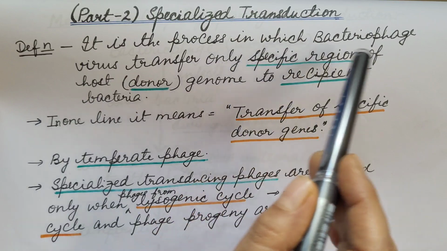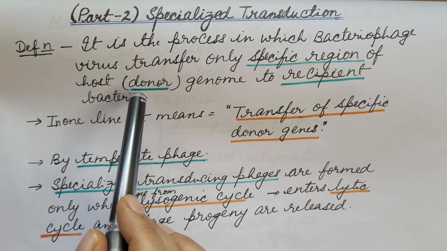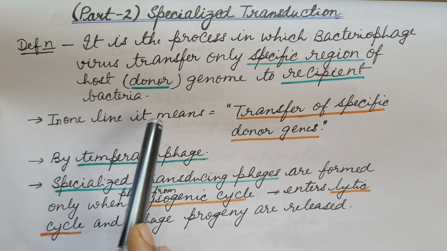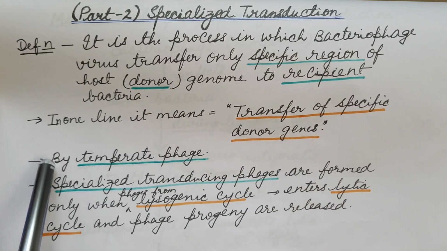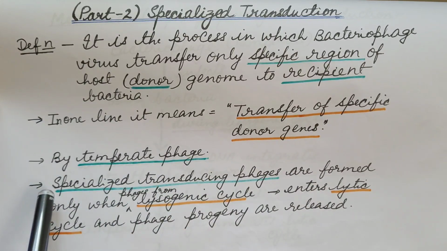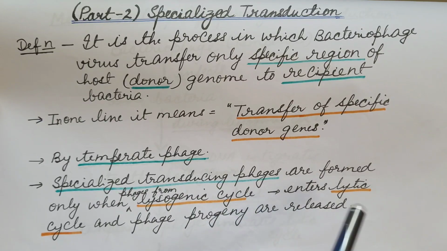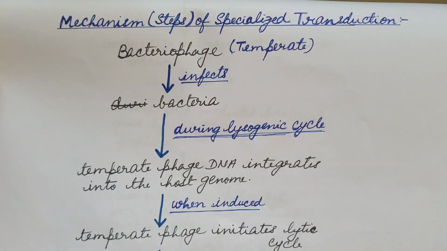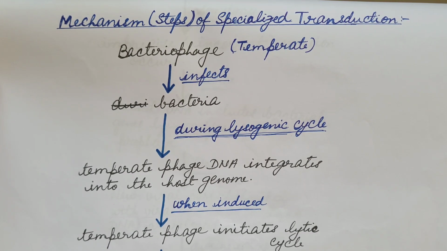It is the process in which a bacteriophage virus transfers only a specific region of the host, that is the donor genome, to recipient bacteria. In one sentence, it means transfer of specific donor genes, and it is carried by temperate phage. Specialized transducing phages are formed only when phages from the lysogenic cycle enter the lytic cycle and phage progeny are released. Now let us see the steps or mechanism involved in specialized transduction.